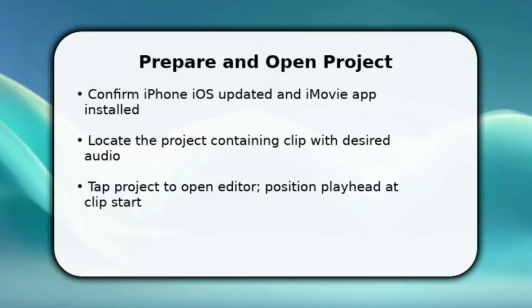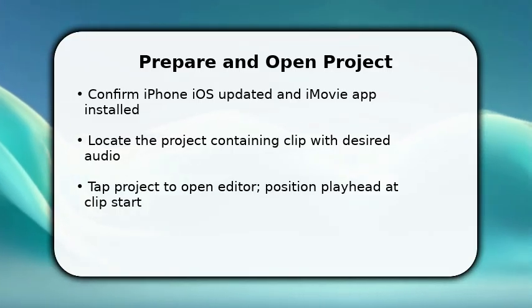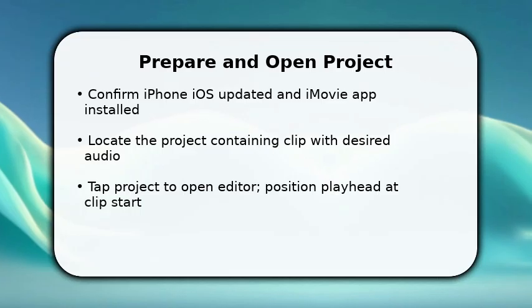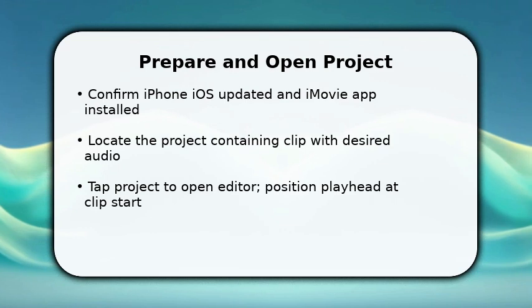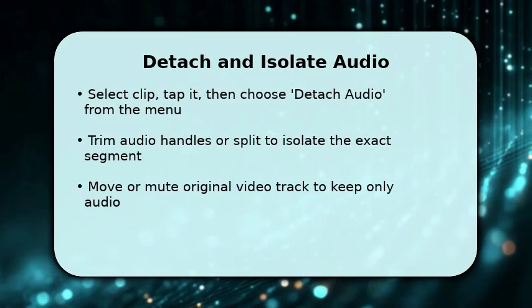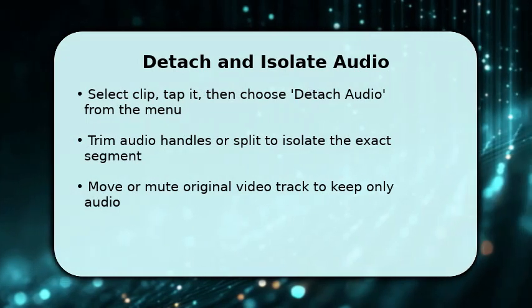Selected clips show yellow handles because you'll use that selection to separate, detach, and export the sound. Don't skip locating the clip first. It saves time later. Now you'll detach the audio from the video so it becomes its own track.